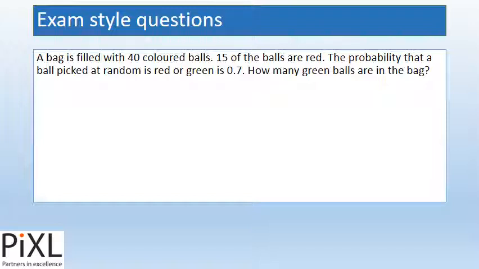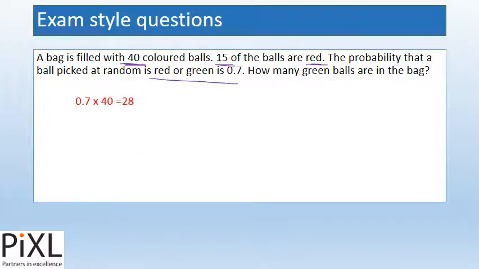Okay, let's have a look at this exam style question then, problem solving. A bag is filled with 40 coloured balls. So that's part of my key information. 15 of them are red. The probability that a ball picked at random is red or green is 0.7. So how many green balls are there?